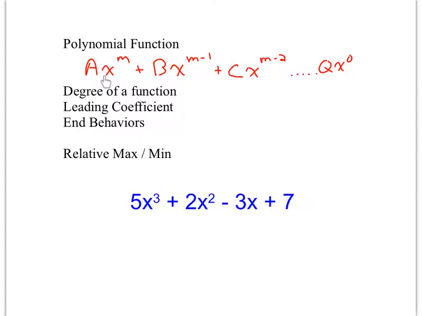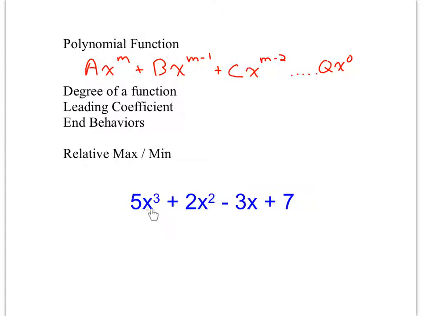Okay, a polynomial function is a series of algebraic terms where we have a power of x, and these powers of x all must be whole numbers. In other words, they can't be fractions and they can't be negative. This is an example of a polynomial function right here.